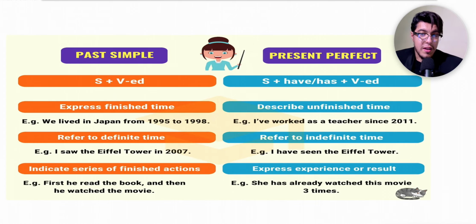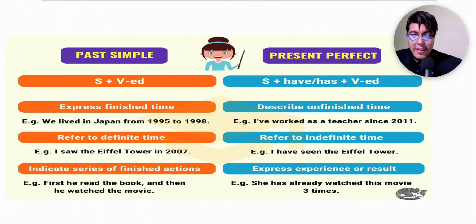So the difference between the past simple and the present perfect, first in the form. The past simple is formed by subject plus verb plus ed or plus irregular verb. The present perfect is the subject plus have or has plus the past participle of the verb. In the expressions, the past simple expresses finished actions. The present perfect describes unfinished actions. The past simple refers to a defined time. The present perfect refers to an unidentified time.